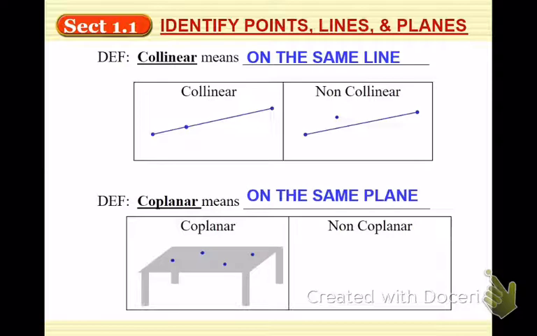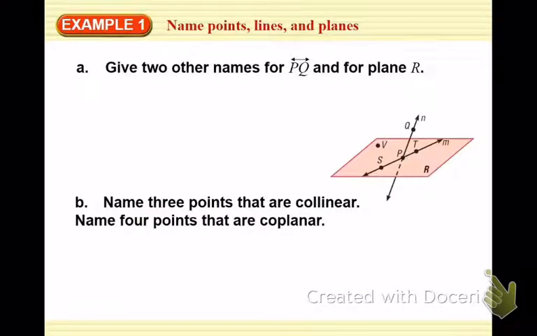So if these 4 points were sitting on a table, then they'd be coplanar. But if one of them slips through the table and falls down to the ground, then those would be non-coplanar. They're not in the same plane anymore. Okay? All right. So let's try here. We want to find, from this picture over to the right, 2 other names for line PQ and 2 other names for plane R. And then try to find 3 points that are collinear and 4 points that are coplanar. Okay, stop the video, give it a shot, start it back up, and see what you come up with.